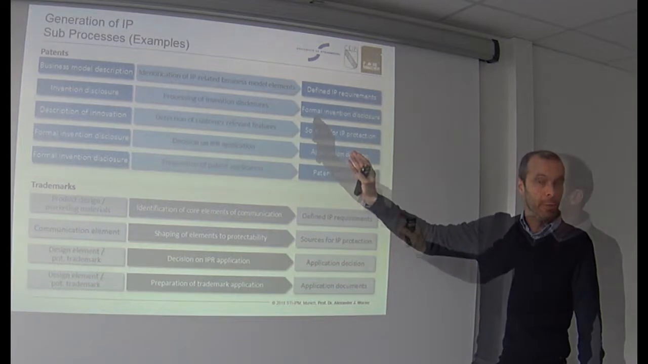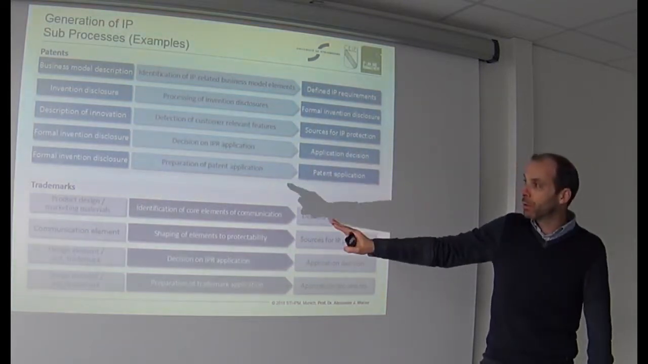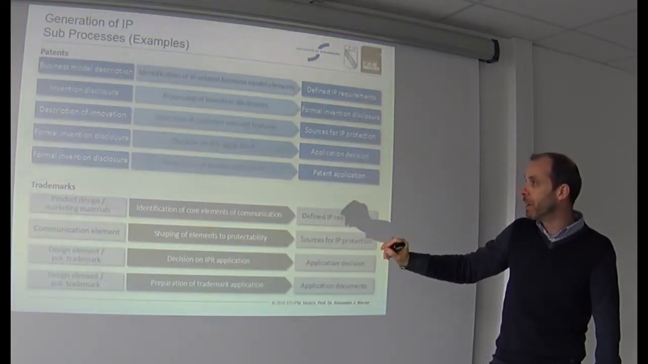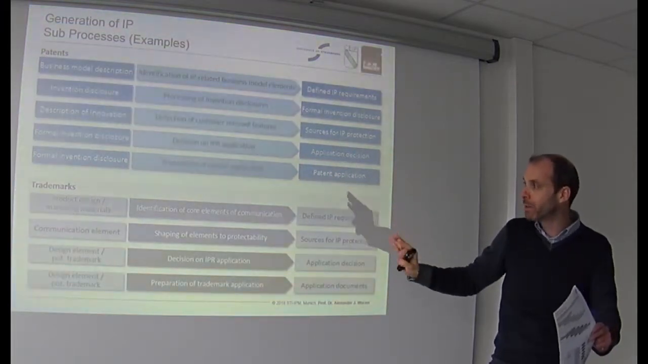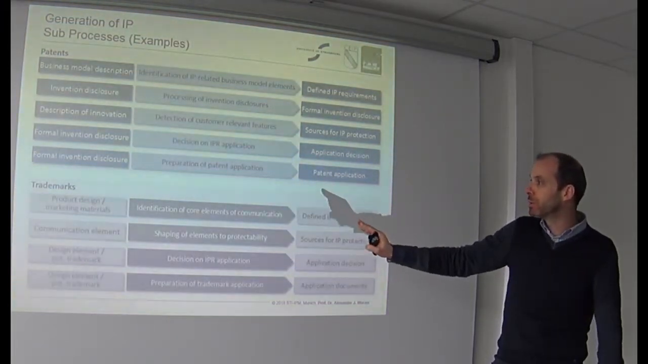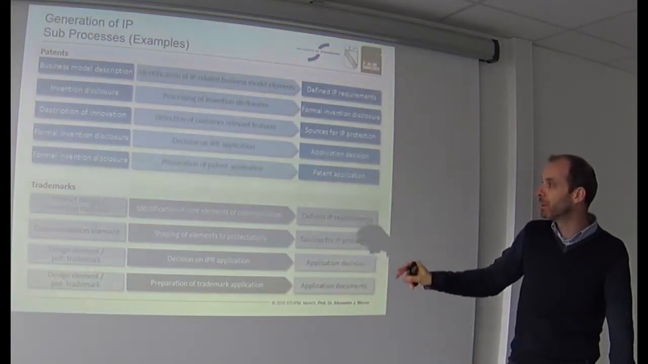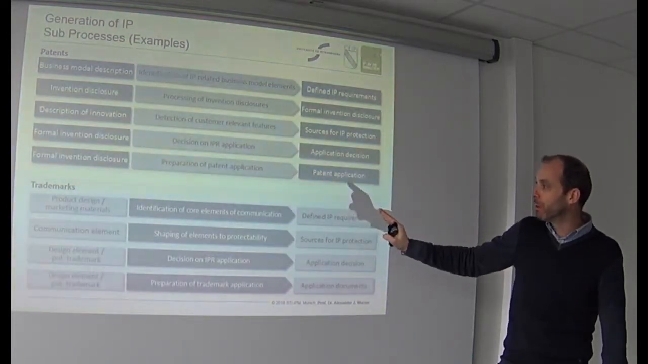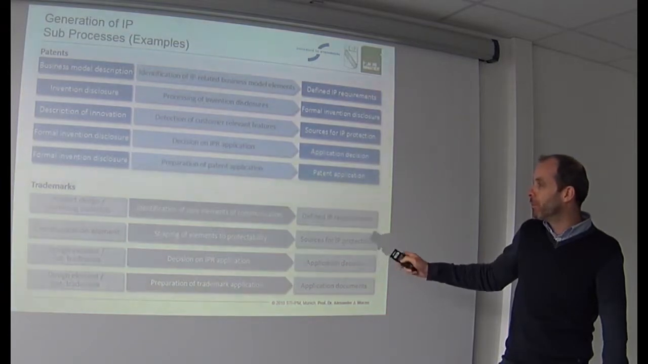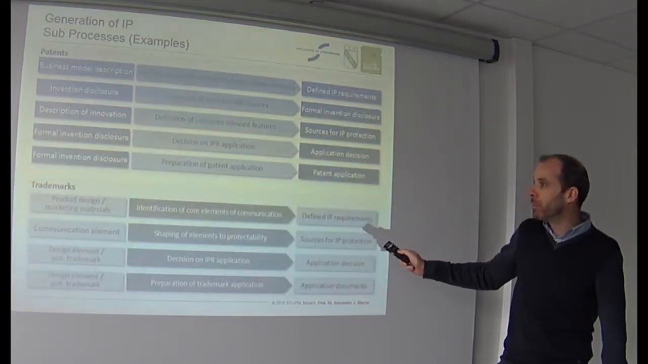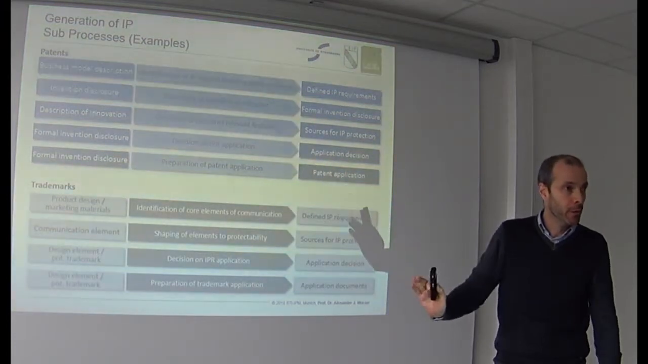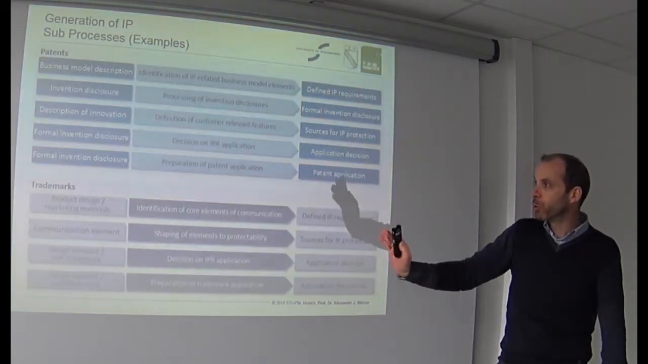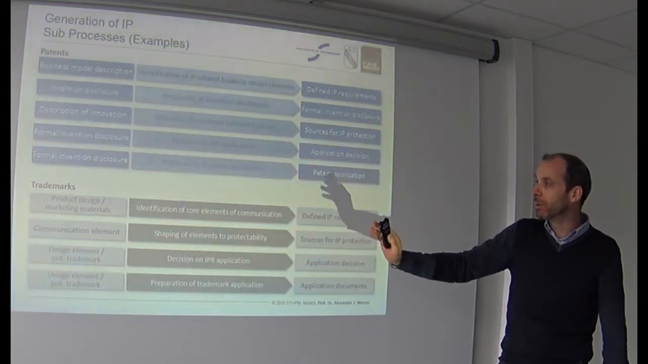This will give you the possibility to check whether the inventions you have been identifying fit with the goal of your IP. As a second example, let's talk about trademarks. Here again we will go through 4 main steps, which consist in identifying the core elements of communication, and defining the IP requirements, starting from the marketing materials that had been created within the company.